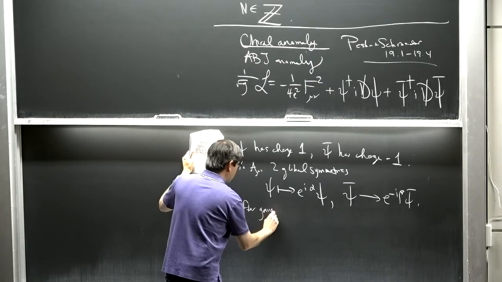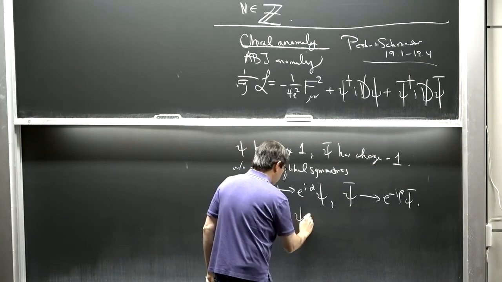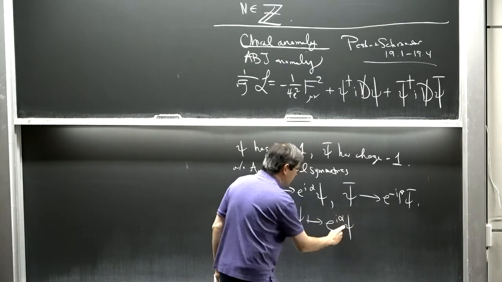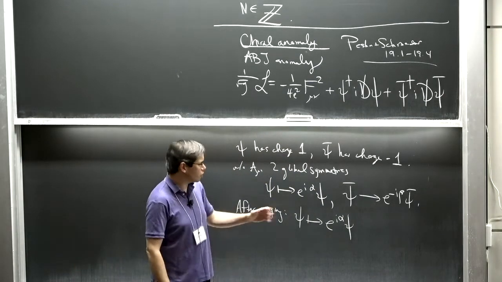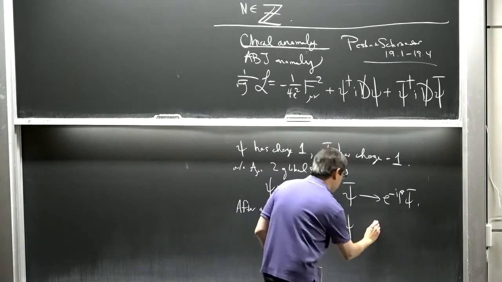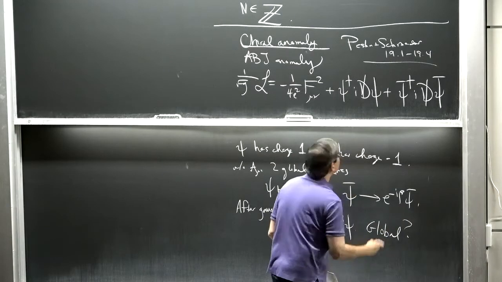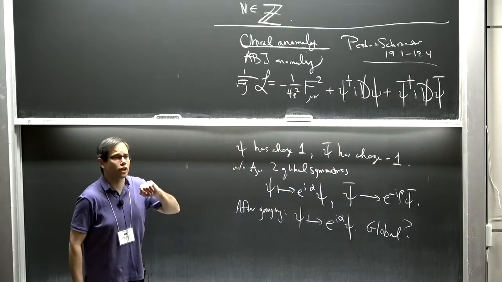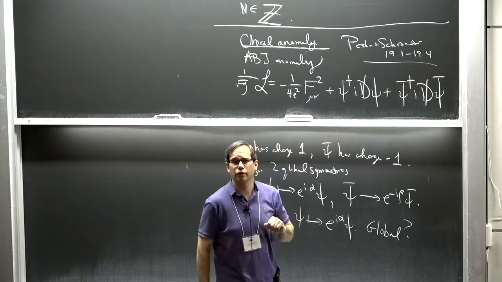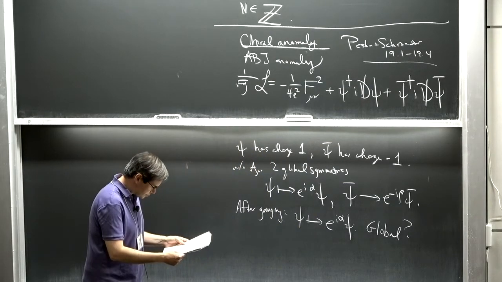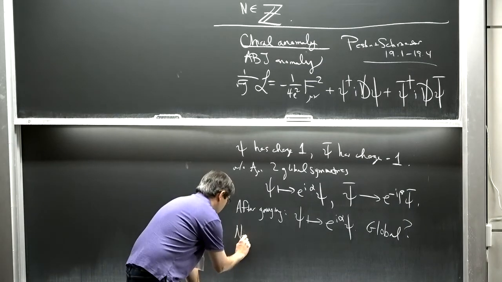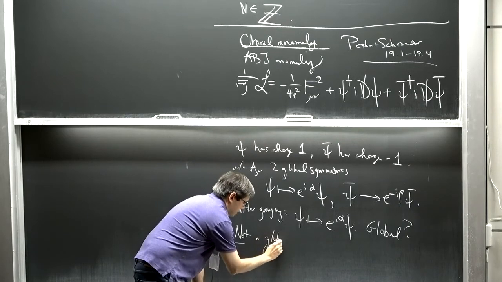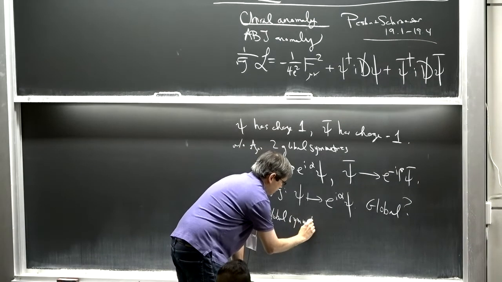So after gauging, you would say, I could still talk about a symmetry where I rotate the phase of, say, psi, and I do nothing to psi bar. That's different than the combination I gauge, so that should be a global symmetry. It's certainly a global symmetry of my Lagrangian. If I take my Lagrangian and I do that operation, I don't change anything. It is, however, not a global symmetry of the quantum theory.